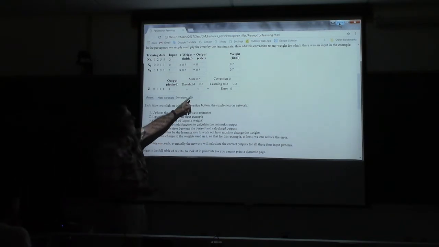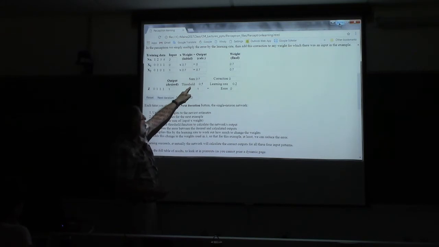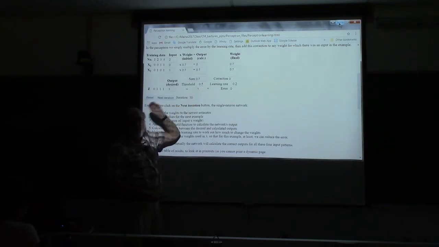In this one, if the sum is higher than the threshold value, it outputs a 1. If it's less than or equal, it outputs a 0. That's just the way they did this example.